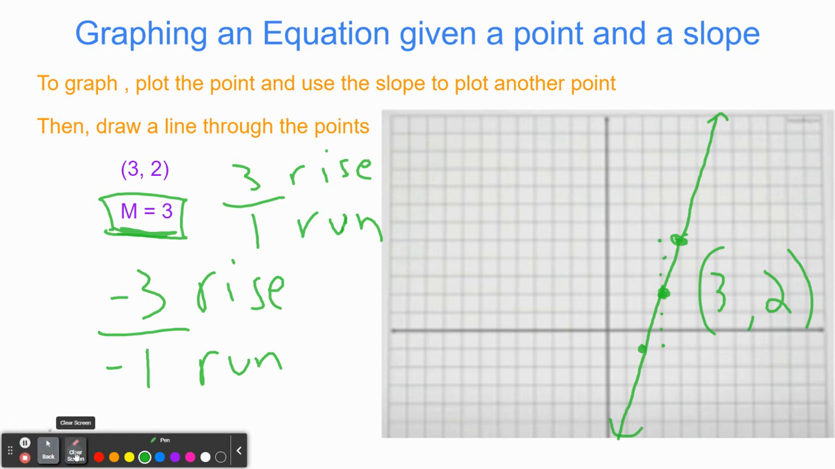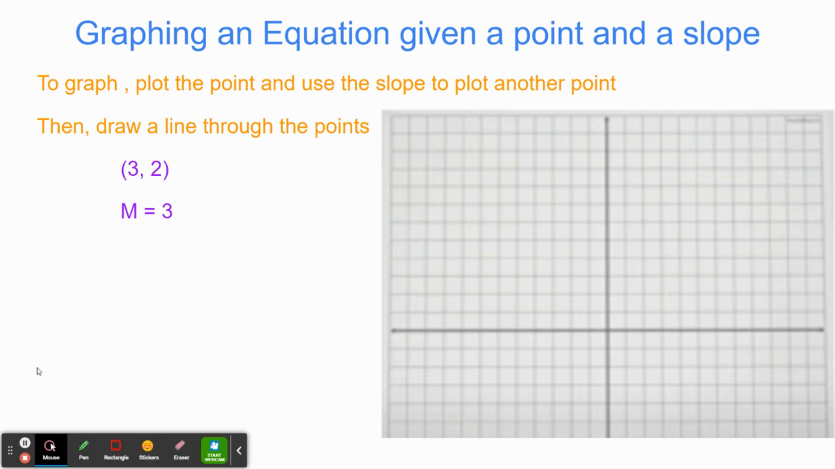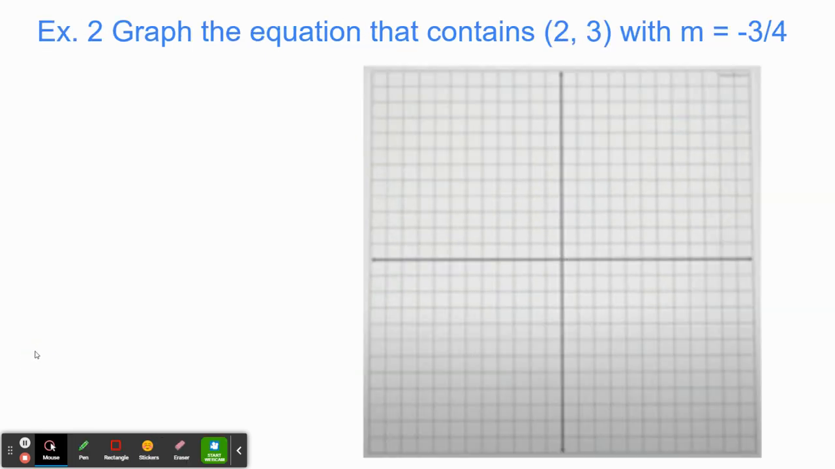Let's take a look at another example. Graph the equation that contains (2, 3) with a slope of -3/4. Let's start by finding our first point. We start at the origin, and our x value moves us to the right 2 and up 3. It's going to be right there.